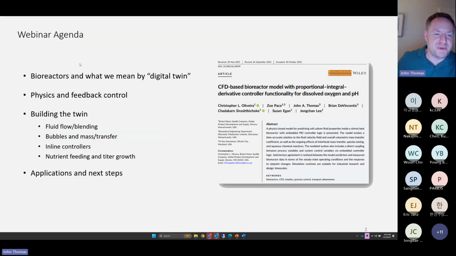But long ago I spoke Korean, and I can still read it. But either way, I'll talk a bit about building the twin, some of the key physics, as it were, and then I'll talk about applications and next steps.